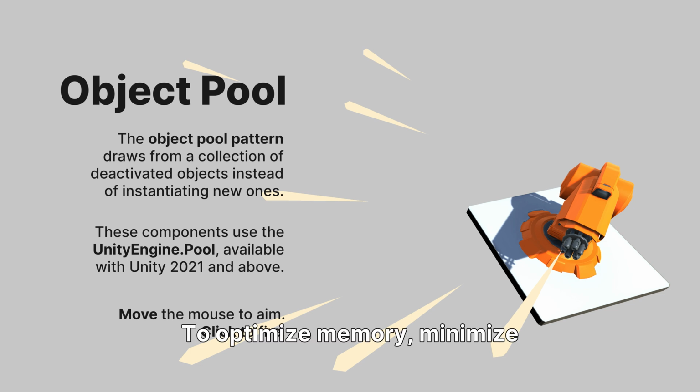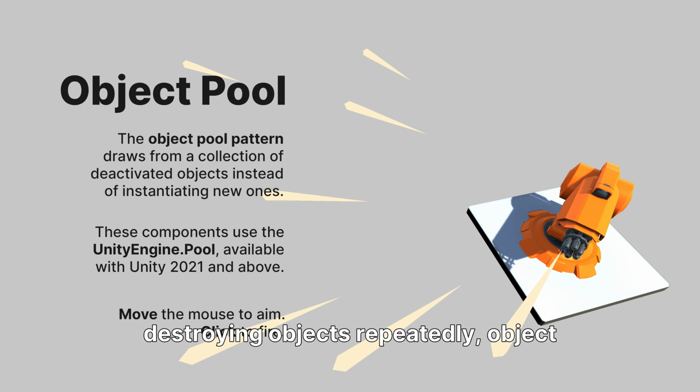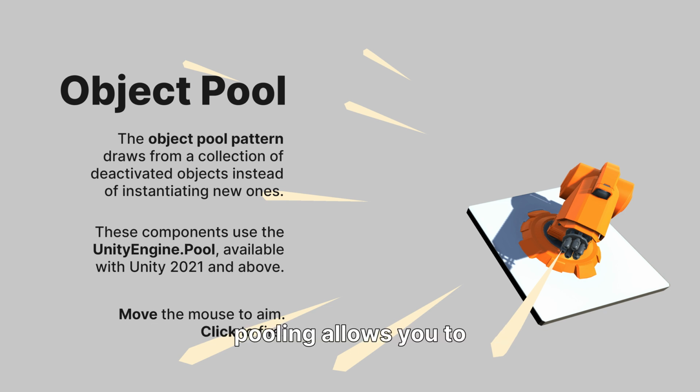To optimize memory, minimize heap allocations by using object pooling for frequently created and destroyed game objects, like bullets or enemies. Instead of instantiating and destroying objects repeatedly, object pooling allows you to reuse a pre-allocated set of objects, drastically reducing GC overhead and improving performance.